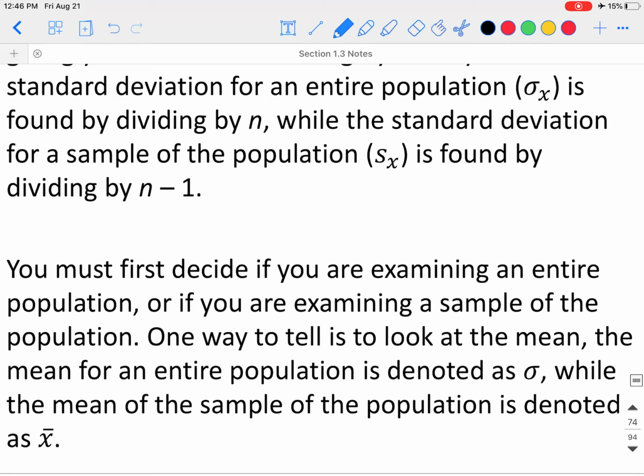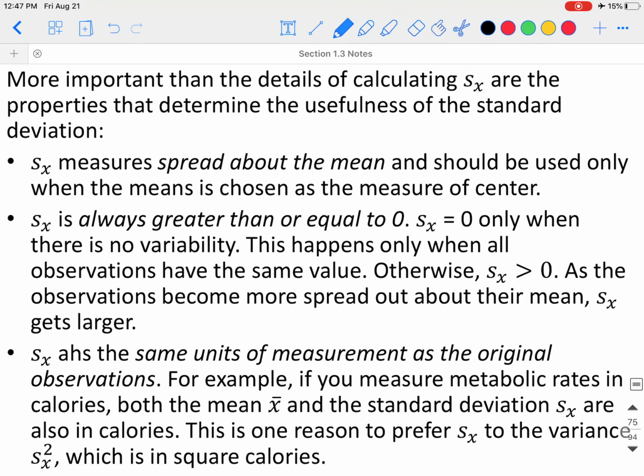So you first must decide if you are examining an entire population or if you are examining a sample of that population. One way to tell is if you look at the mean. The mean of the entire population is denoted as sigma, while the mean of the sample of a population is denoted as s sub x.